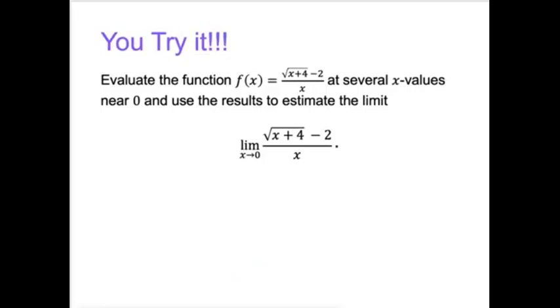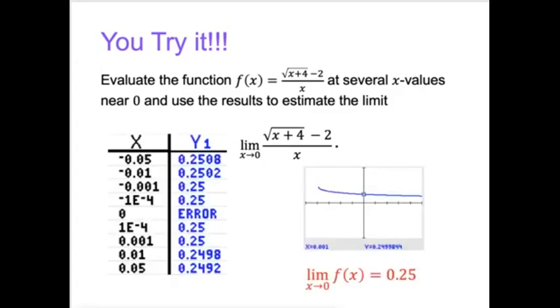I want you to try a similar example. Go ahead and pause your video and work this, and then unpause it and see if you get the same answer that I did. So if you did everything correctly, you should have got the limit as x approaches 0 of f of x equals 0.25. You should have gotten a table similar to this. You may have used some other numbers that are arbitrarily close to 0, but something similar. And as x approaches 0, you can see that your function values are approaching 0.25, if you could make a guess of what goes in here.